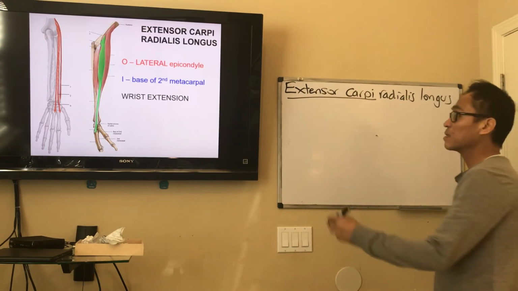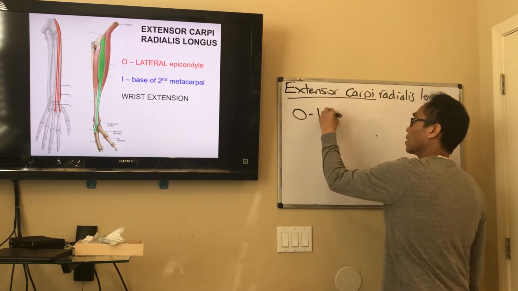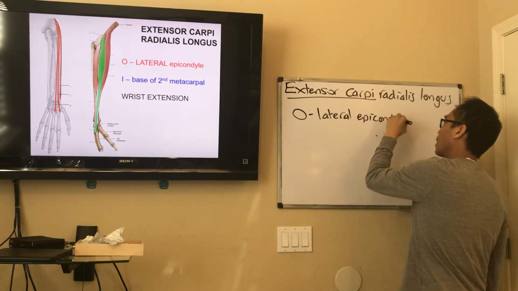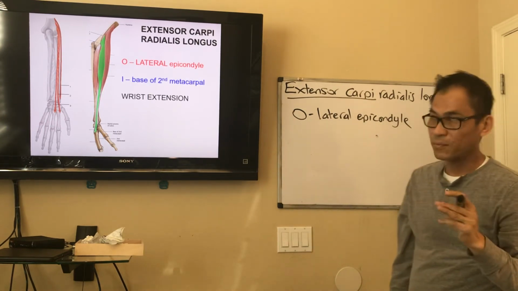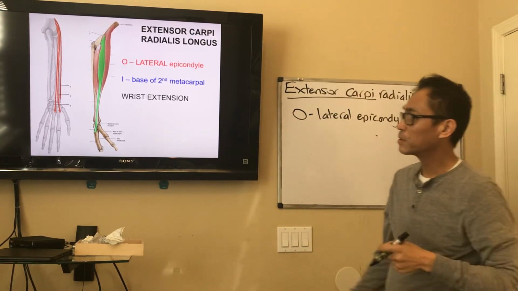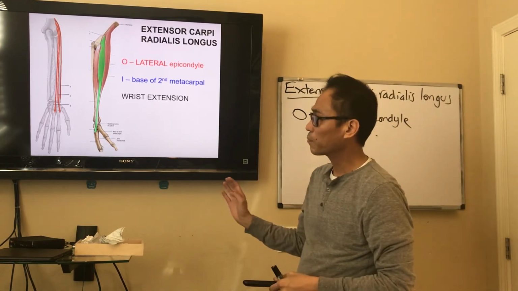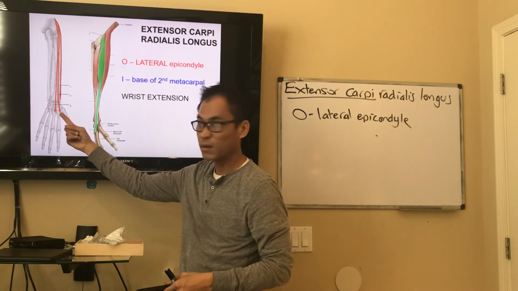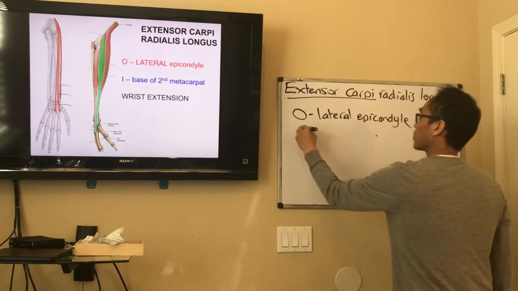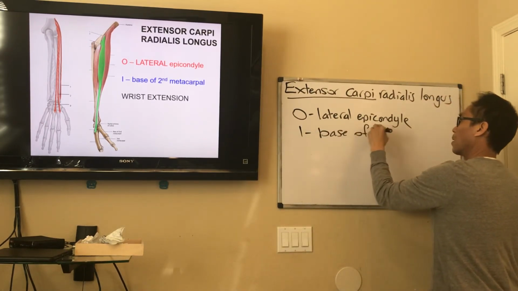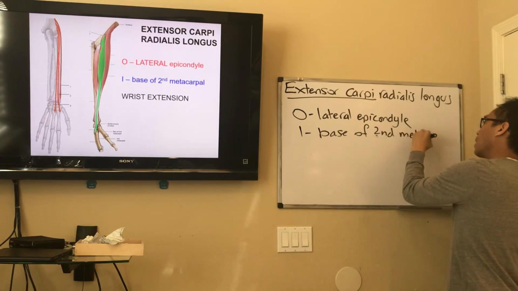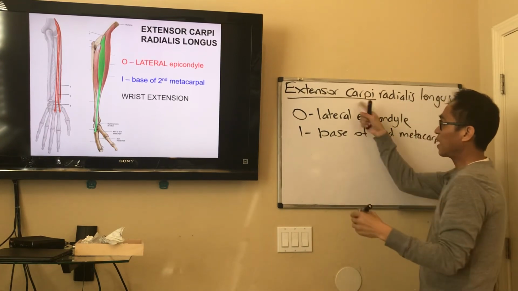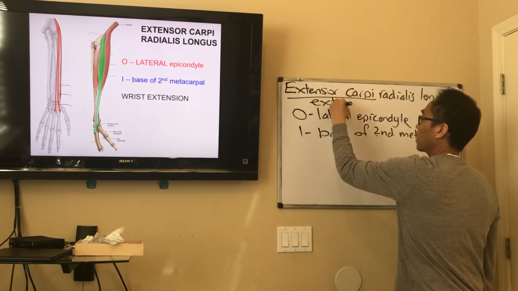So it originates lateral epicondyle. So let's remember, that's the humerus. Inserts base of second metacarpal. You could see that there. You can see it again. There's first metacarpal. There's second metacarpal. So there's the tendon right there. So its action can extend wrist. That's the name. I'll write it up here.